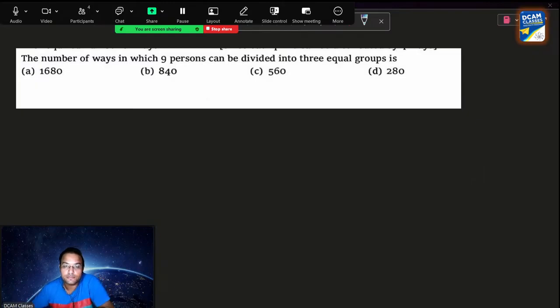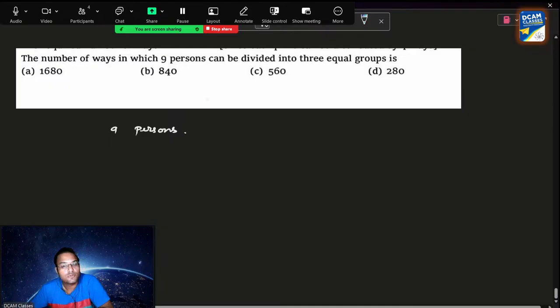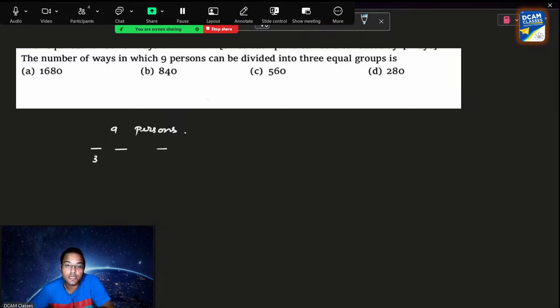See how it is done. There are 9 persons. In the 3 equal groups, 3 groups are to be made, so each group should have 3 persons. Okay. Now how will it be done? Out of these 9 persons, you have to select 3 first.